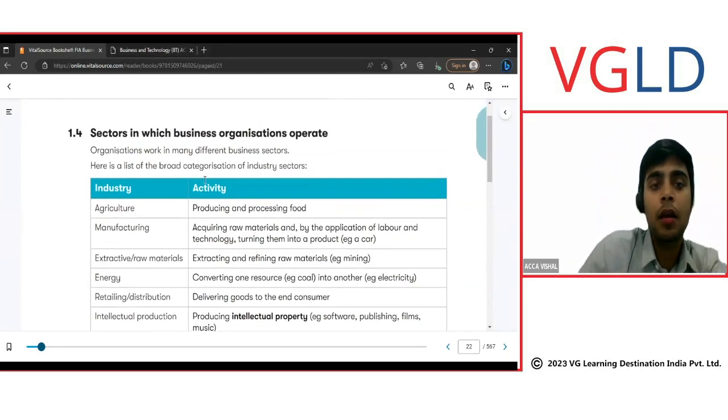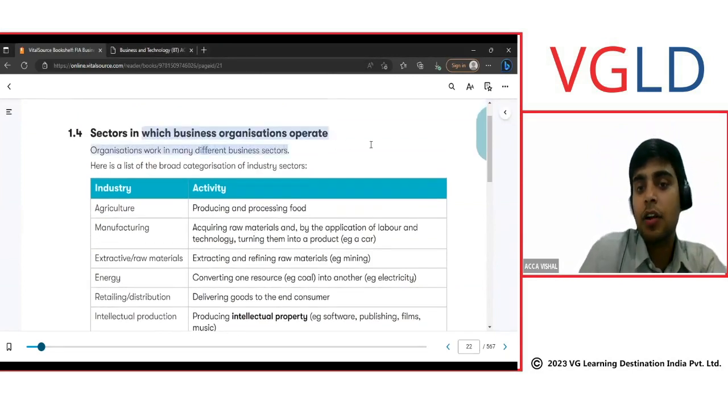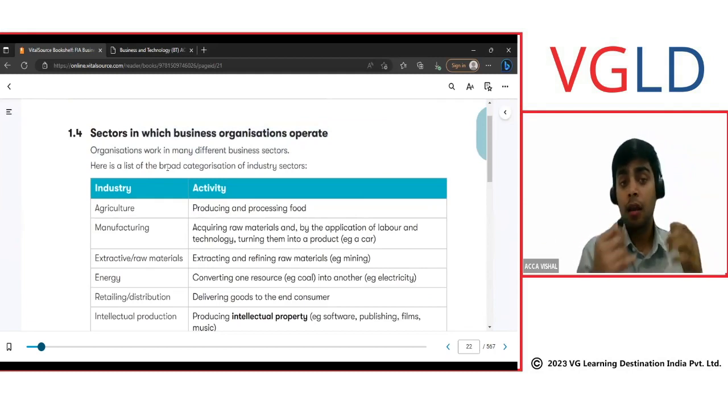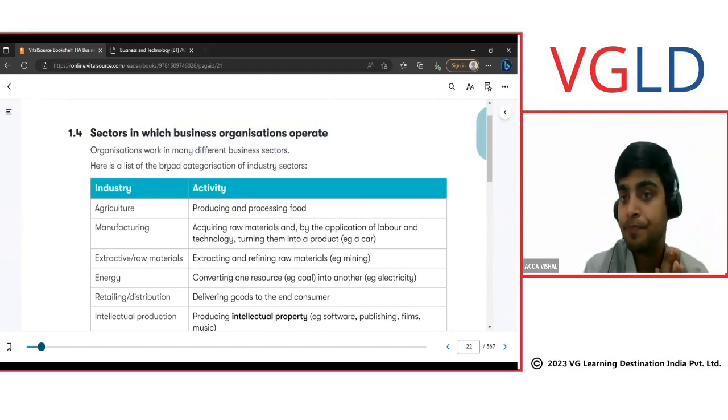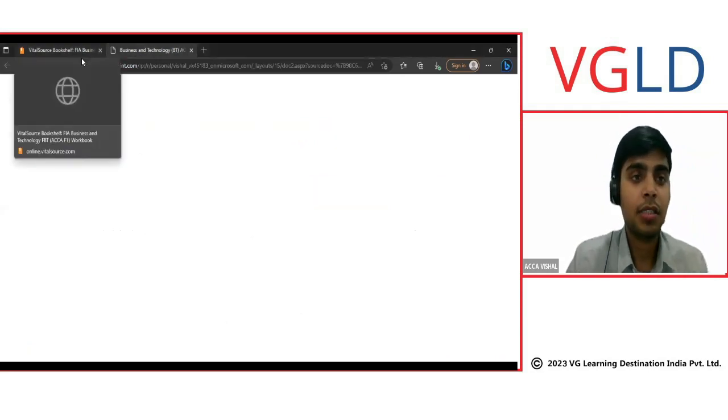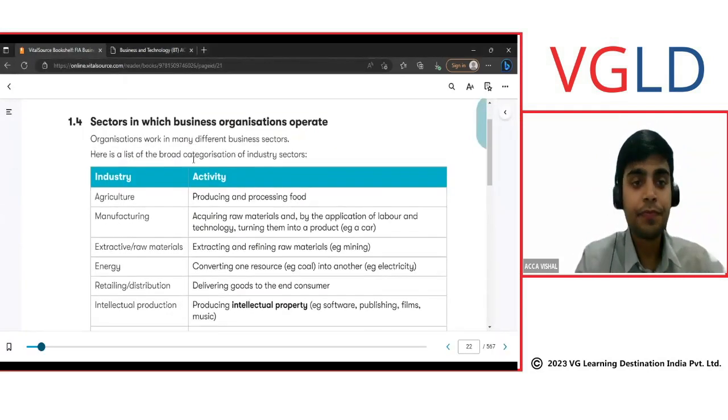Okay. Sectors in which business organizations operate. This is basically a very simple understanding, and you should be aware of it. This is very important for you to understand.